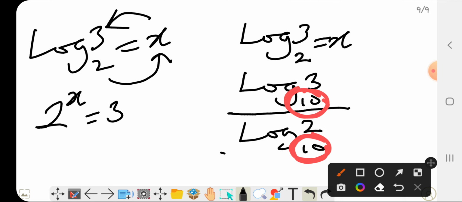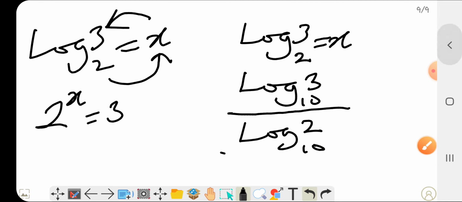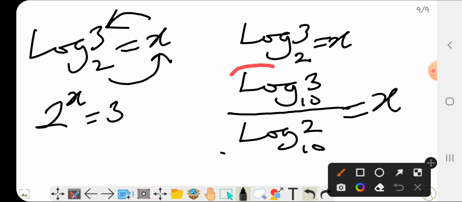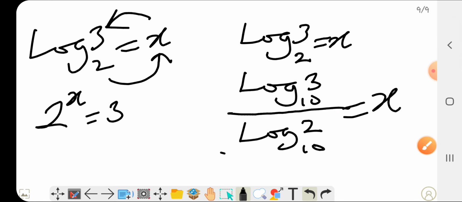I'm not saying it must be 10 all the time. I'm just saying that any base you choose to give to the number, let it be in unison. Let it be for the numerator and for the denominator. So now, equals x. Then we now use our calculator. It can work for us now because this is in base 10 and this is also in base 10. It's possible. So just punch your calculator.